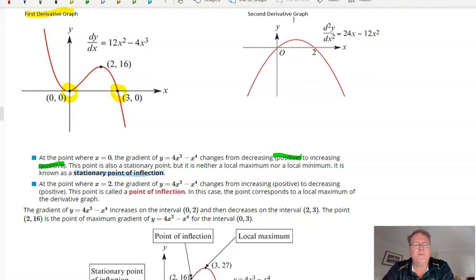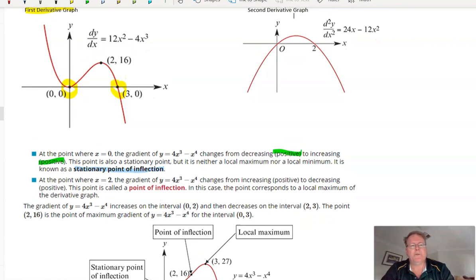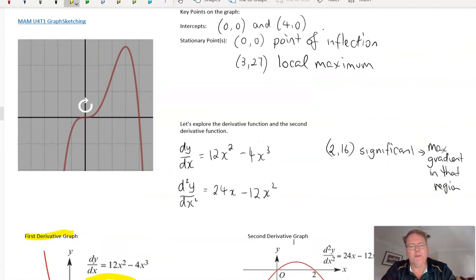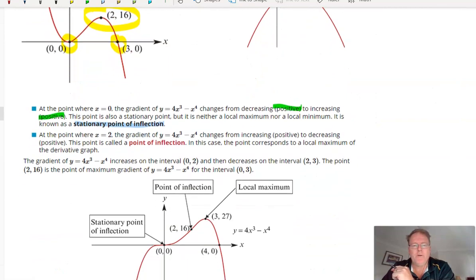The new piece of information today is this idea where x equals 2, which we discussed. So that's this point here, point 2, 16. If we go back to our original function, I know this is not exact, but you can sort of see that was this point here. That was our point there. That's our point 2 where the gradient is a maximum. So remember that idea, the gradient is a maximum, not the function.